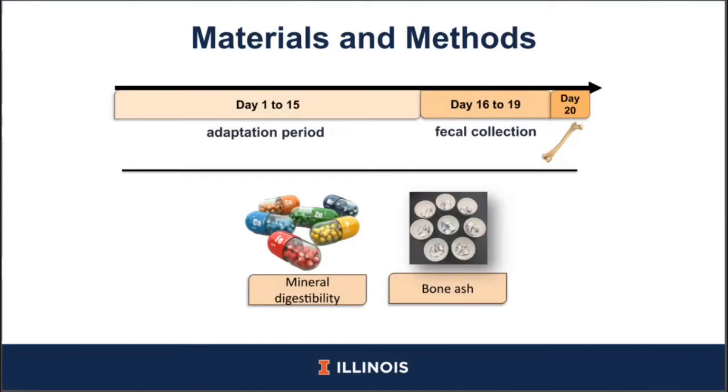Pigs were adapted to the diets for 15 days, and fecal samples were collected on day 16 to day 19, and on the last day of the experiment, pigs were euthanized and the right femur was collected immediately.